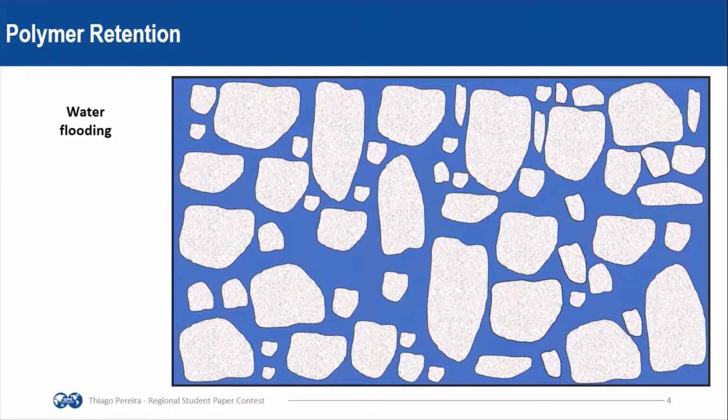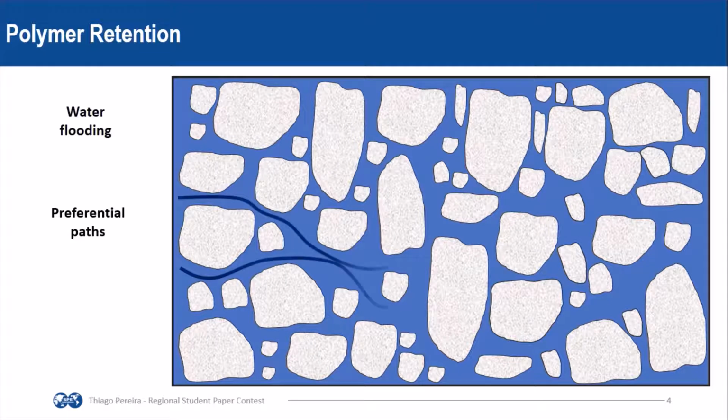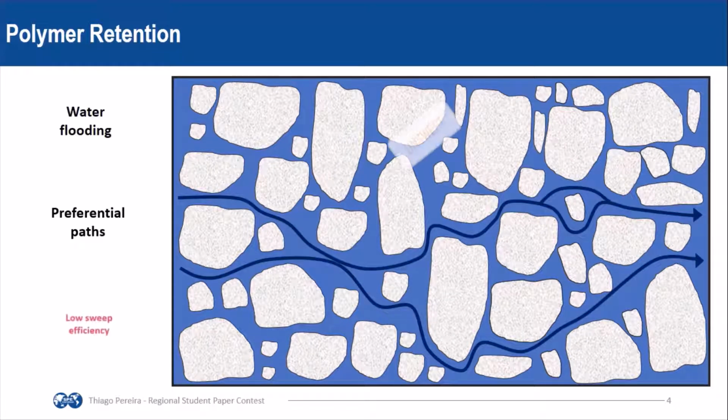Now, let's see how it occurs during the injection of polymer solution through a porous medium. As we have seen before, during the oil recovery process using water flooding, the high mobility ratio between fluids creates some preferential paths. The water tends to flow through these paths, producing a non-uniform sweep, and leaving a large area of the reservoir unswept.